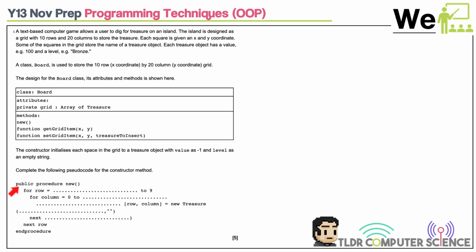Complete the following things. So this is public procedure new, so this is the constructor. And it says, initialize each space in the grid to a treasure object with a value of -1 and level as an empty string. So it looks like you've got a nested set of for loops that are trying to go along. So the rows, there's 10 rows, yes? So it starts from 0 and it'll go up to 9. I should have asked that as a question. Right, it starts from 0, it goes up to 9, right? Because it's going to go across that way.